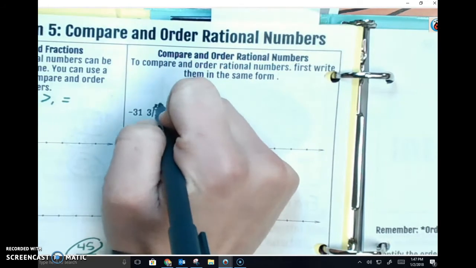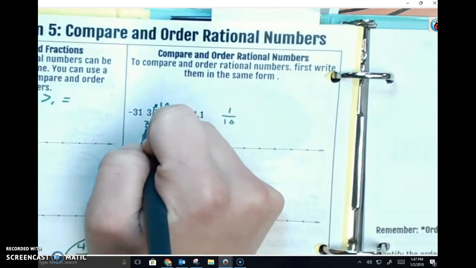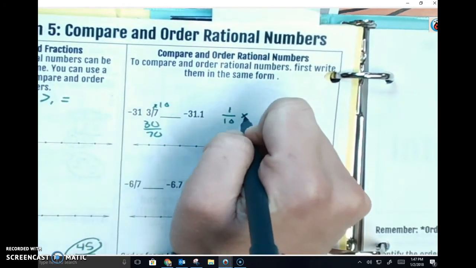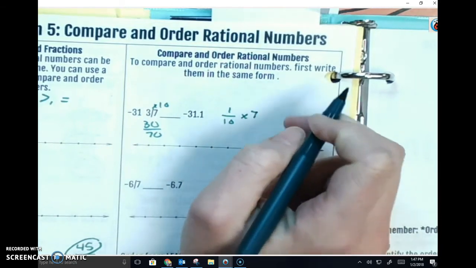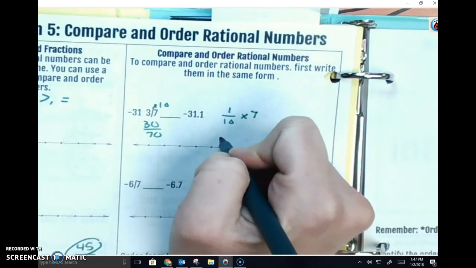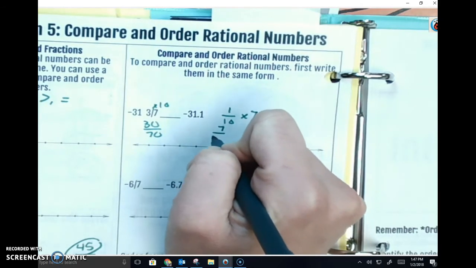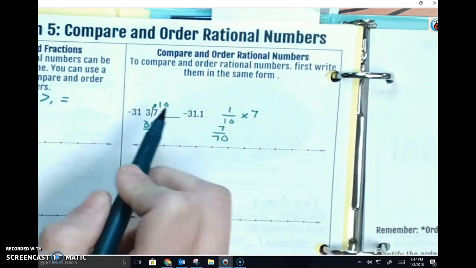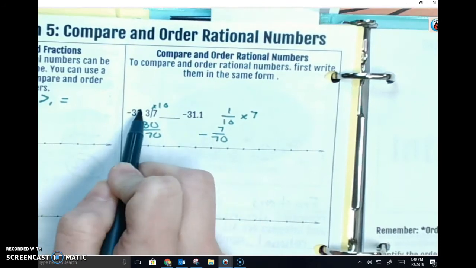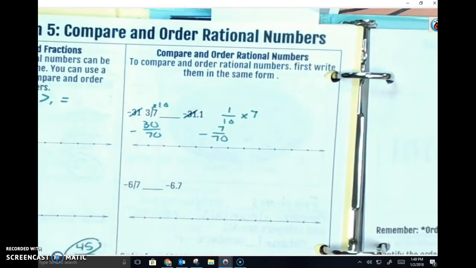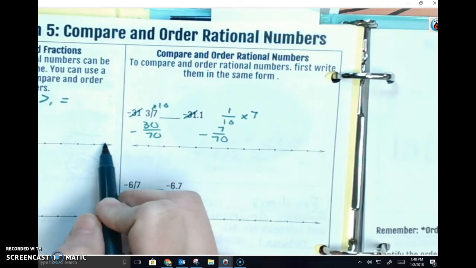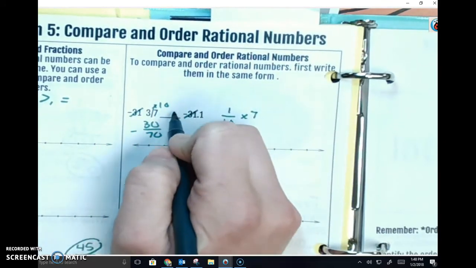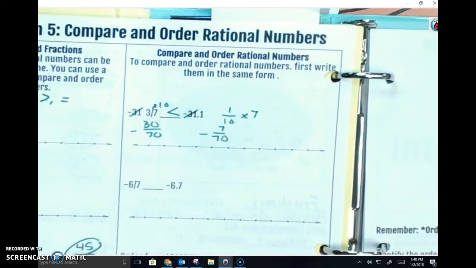So I'm going to multiply this one by 10. So it's 30 over 70. And I'm going to multiply this one by 7. And I get 7 over 70. And they're both negative. They're both 31, so the whole number doesn't matter in this one. And we know that negative 30 is farther away than negative 7 from 0, so this is less than.